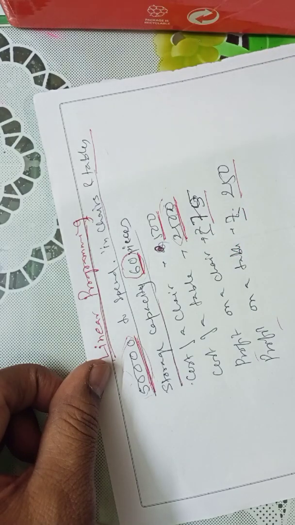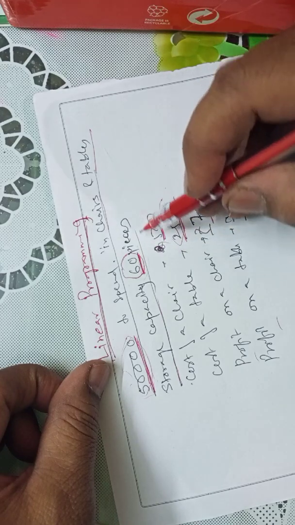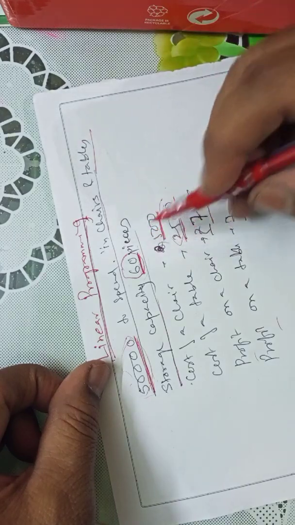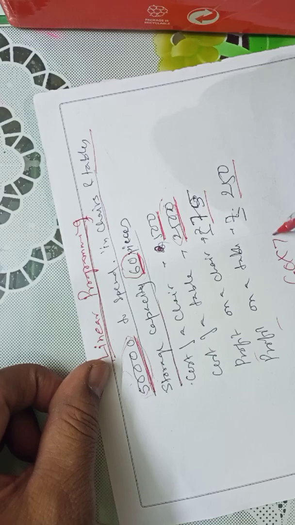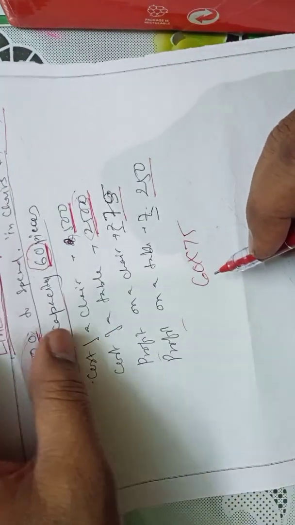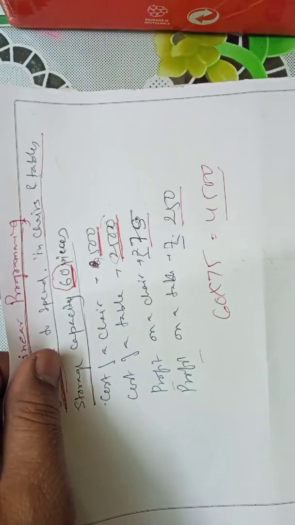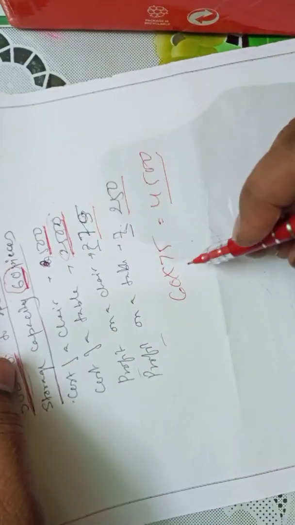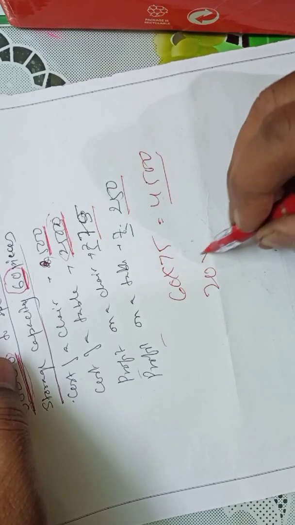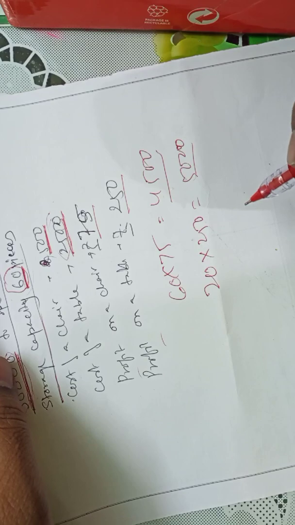Okay, and if you take 60 chairs, then profit will be 60 into 75, which will be 4,500. If you take only tables, you get 20 tables at 250, so you will get 5,000 profit.